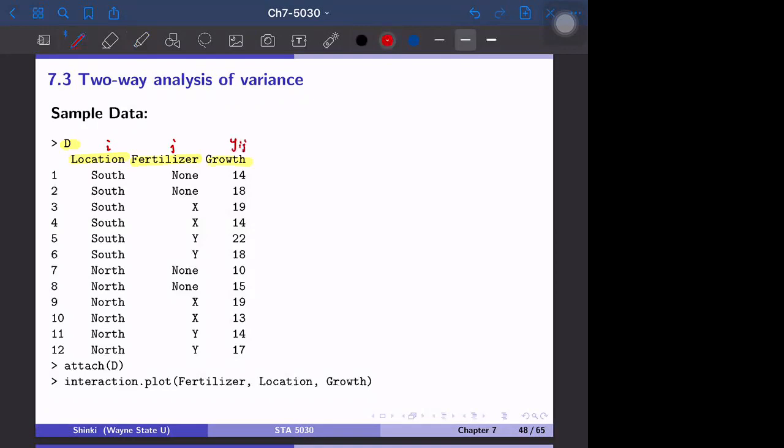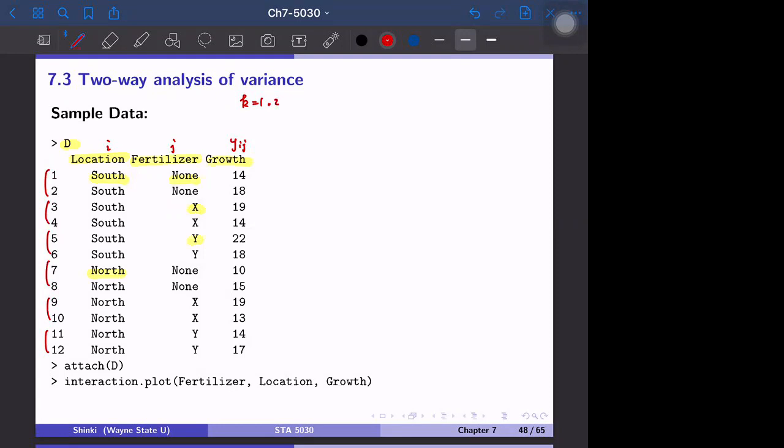I would say Yij. And I is either south or north. And J is either no or X or Y. And we have all pairs. And actually we have 2 observations for each pair. So in total, we have 2 I's and 3 J's, so 6, but we have 2 observations each. So actually the K is equal to 1, 2.